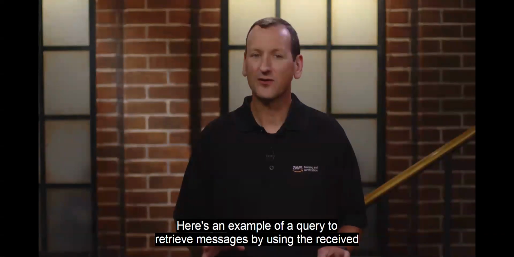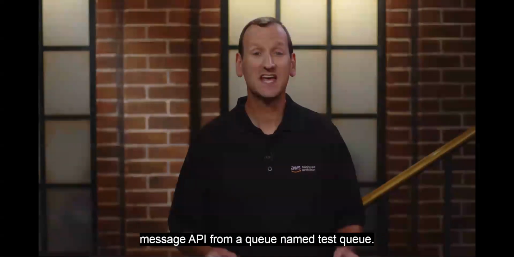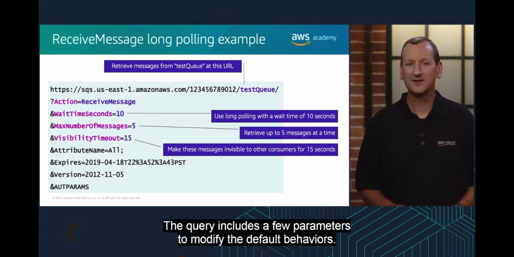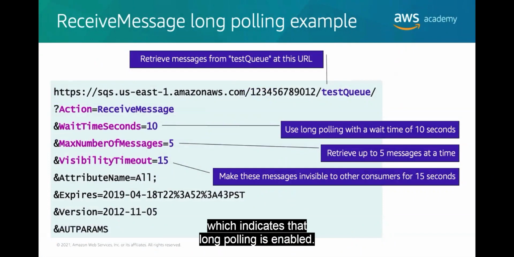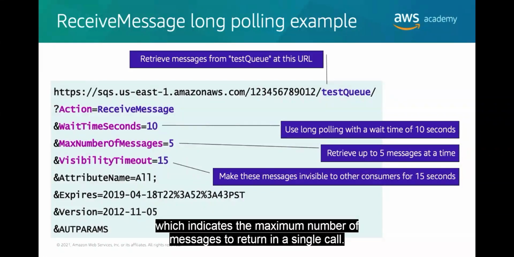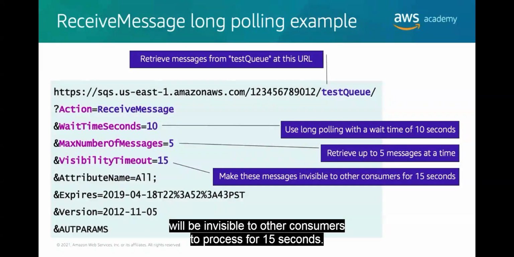Here's an example of a query to retrieve messages by using the receive message API from a queue named test queue. The query includes a few parameters to modify the default behaviors. First, wait time seconds is set to 10, which indicates that long polling is enabled. Next, max number of messages is set to 5, which indicates the maximum number of messages to return in a single call. In addition, visibility timeout is set to 15, which indicates that the message will be invisible to other consumers to process for 15 seconds.